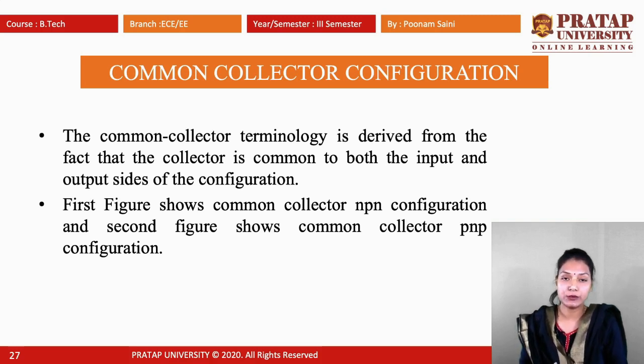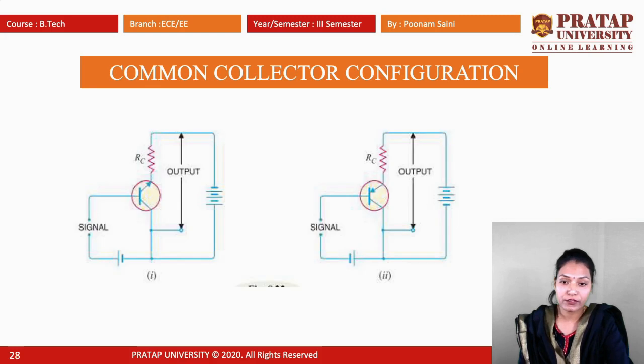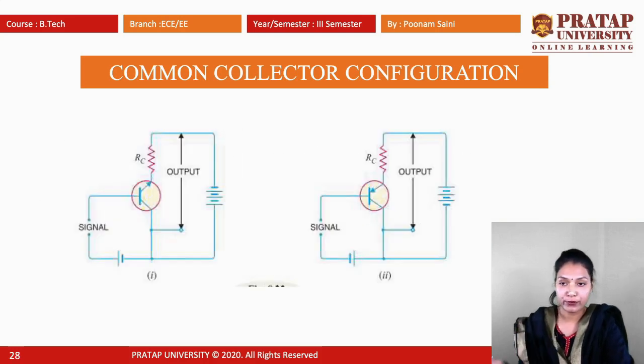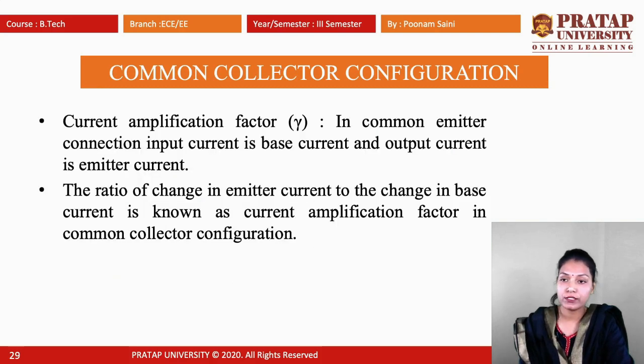So now the next is common collector. The common collector terminology is derived from the fact that the collector is common to both the input as well as the output side of the configuration. The first figure shows the NPN and the second shows the PNP. In this, the collector is common in input as well as in output. In the current amplification factor gamma, in common collector connection, input current is base current and output current is emitter current.